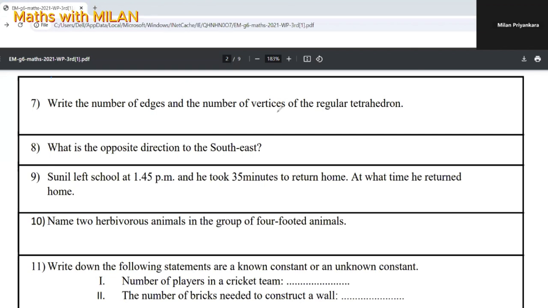Okay, write the number of edges and the number of vertices of a regular tetrahedron. So a regular tetrahedron looks something like this. It looks like this when you see it from the top. So if you see the number of edges, how many edges do you have? 1, 2, 3, 4, 5, 6. 6 edges.